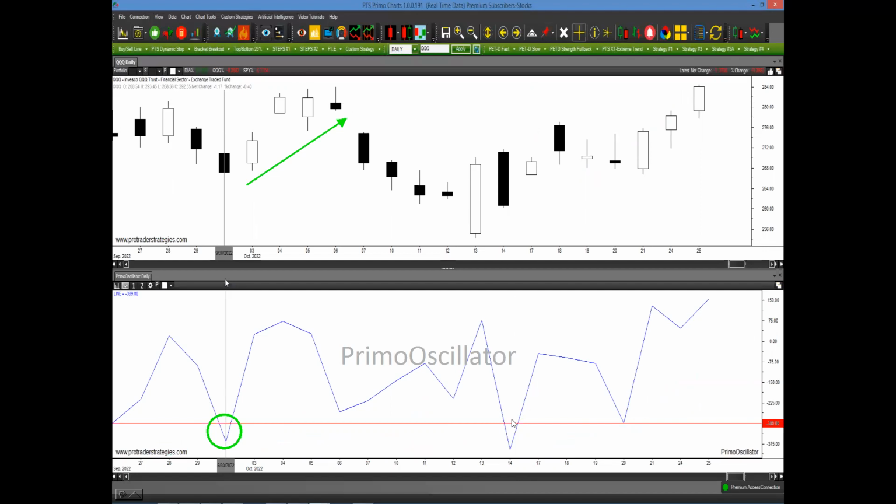And then weeks later, another buy setup right here. And another 20 points or so in the QQQs. So you see how this could have helped you so much more than using a standard MACD.